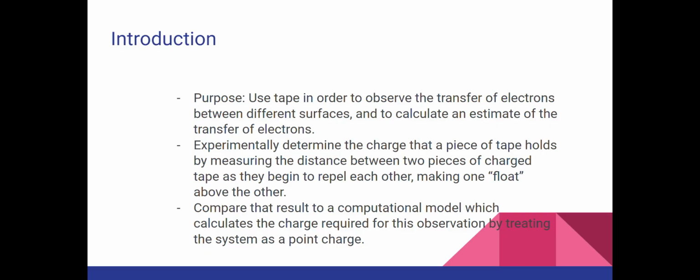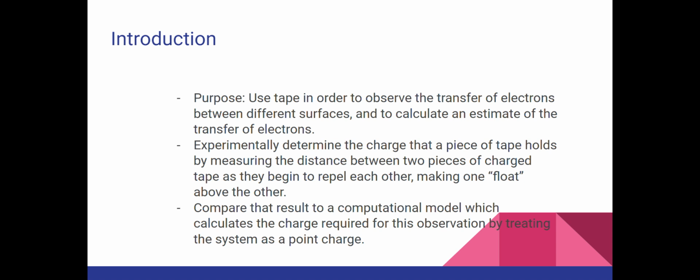Introduction. The purpose of this lab is to use tape in order to observe the transfer of electrons between different surfaces and to calculate an estimate of the transfer of electrons. Also, we will experimentally determine the charge that a piece of tape holds by measuring the distance between two pieces of charged tape as they begin to repel each other, making one float above the other.